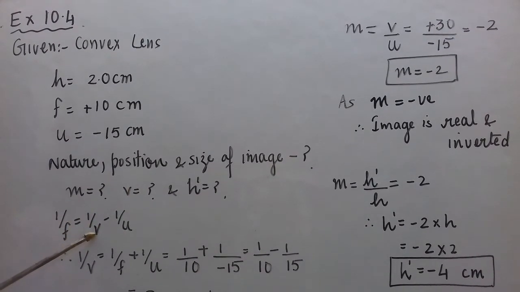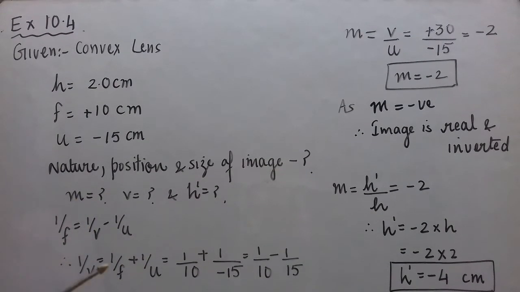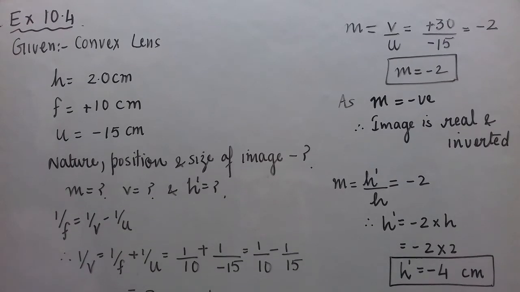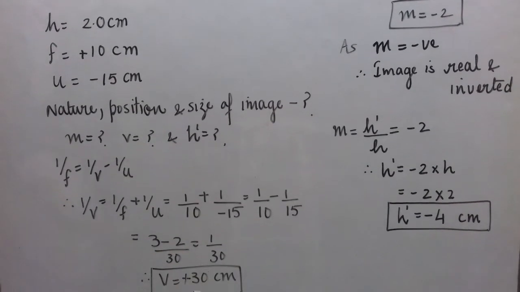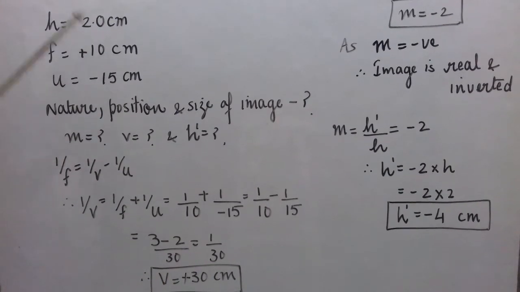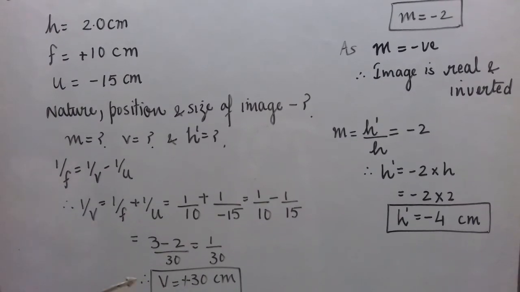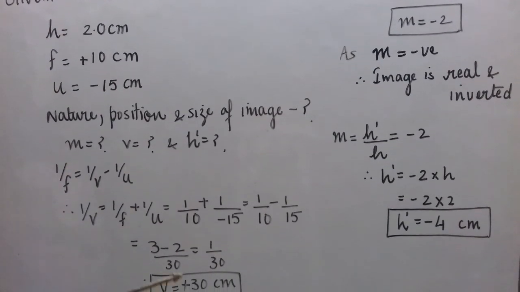So 1 upon v is equal to 1 upon f, take this on the other side, plus 1 upon u. Now putting the value of f and u with proper signs, and after simplifying, we get the final answer of 1 upon v as 1 upon 30. Therefore, v is the reciprocal of this. It is plus 30 centimeters. Plus, so what type of image is it? Just guess. Convex lens and plus 30. So this image is formed behind the lens and hence this distance is positive.